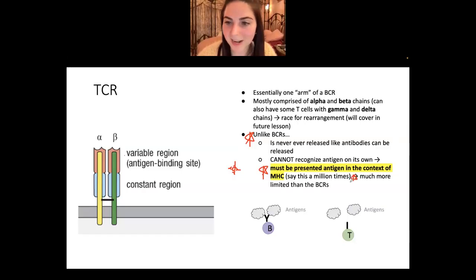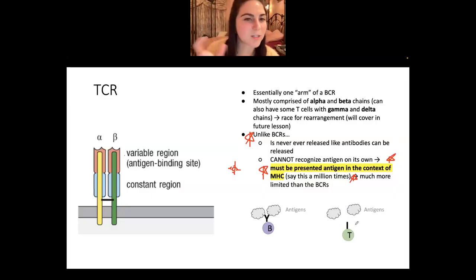This is super important. I even highlighted it. This is going to come up constantly throughout understanding T cells, T cell activation, autoimmunity. When you're presenting antigen to a T cell, if you just give it a piece of pollen, the T cell receptor is not even going to give it the time of day. It's like, cool, I don't know what this is. It needs to be presented in the context of MHC.